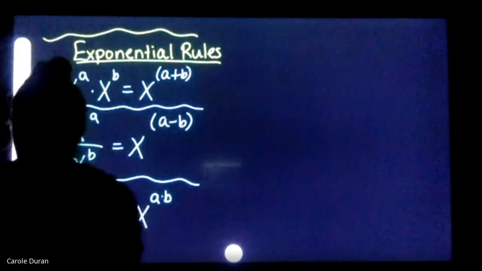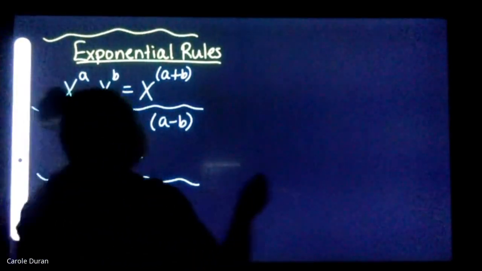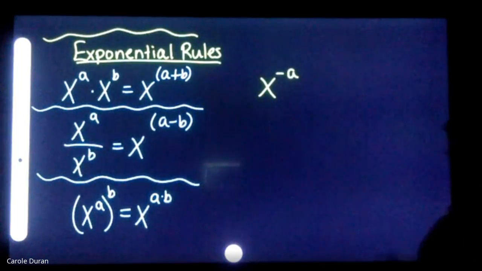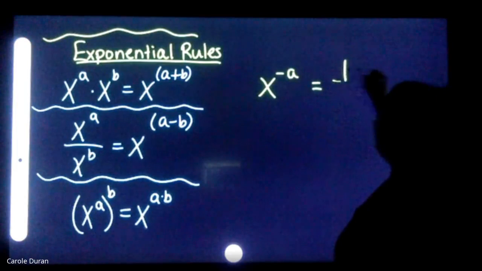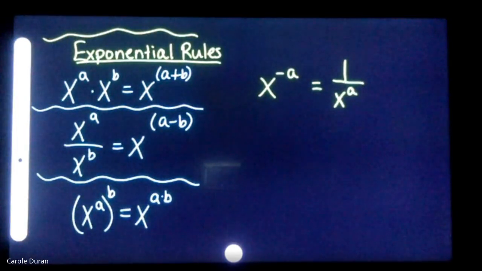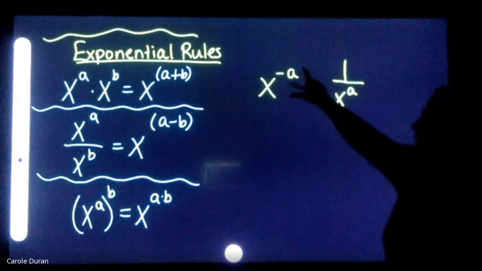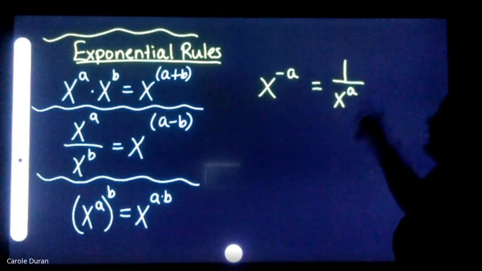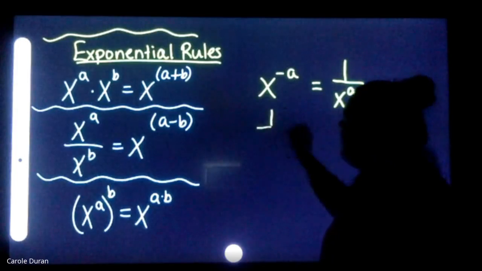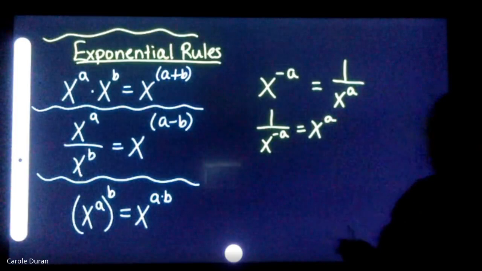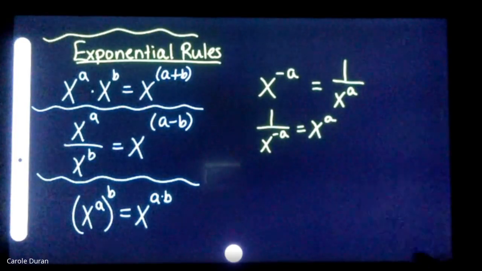The next rule we have is if we have a negative exponent. For instance, if I have x to the negative a, this means that I have to take that whole term and move it to the opposite side of the fraction. Okay, so because this was in the numerator and it was a negative, when it moved to the denominator, it became a positive. The same thing applies. If I had a negative in my denominator, it would then move up to the numerator and become positive. So we just move it to the opposite side of the fraction.